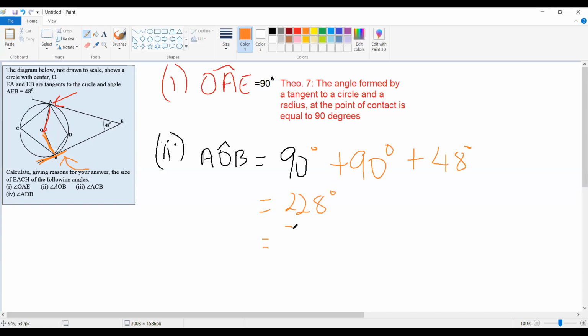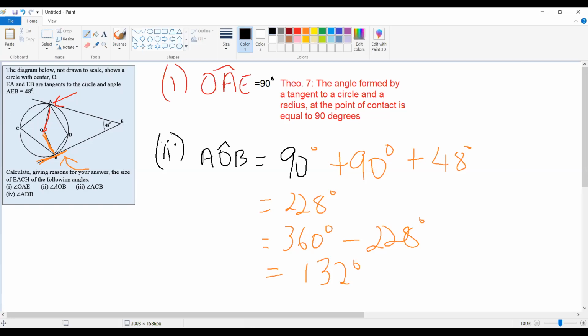So therefore, it's 360 degrees, take away 228 degrees, which will give us, anybody? 132 degrees. Yes, people? Very good. And I do it the same way too. Very good.